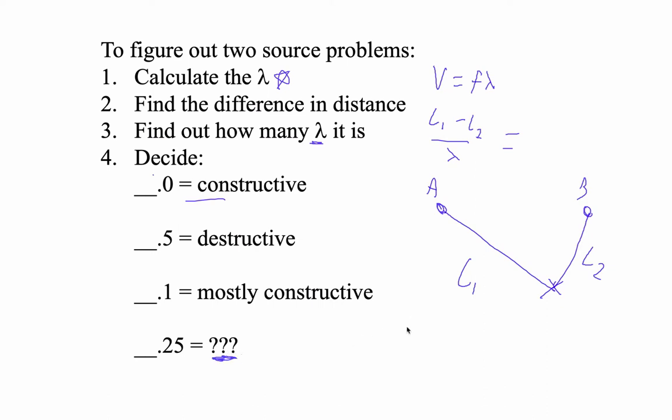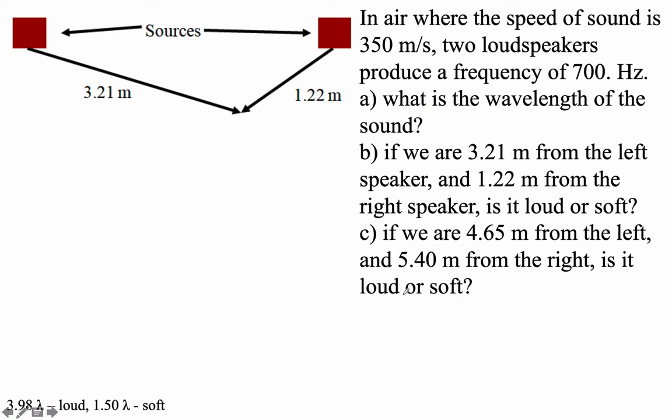Let's solve a couple of these problems. Okay, here it is. In air where the speed of sound is 350 meters per second, 2 loudspeakers produce a frequency of 700 hertz. So let's find the wavelength. The wavelength is the velocity over the frequency. So it's 350 meters per second divided by 700 hertz. And that is, without using my calculator, 0.50. How many sig figs do we have? I guess here, let's put a decimal point there. Then we have 2. Meters. That's a wavelength.